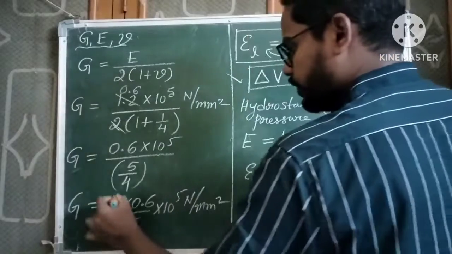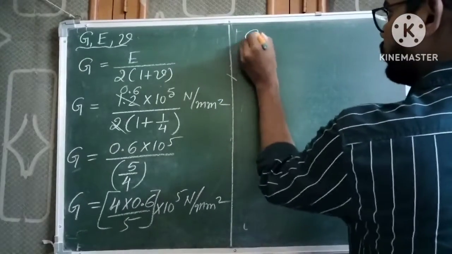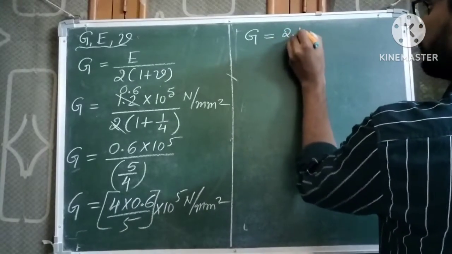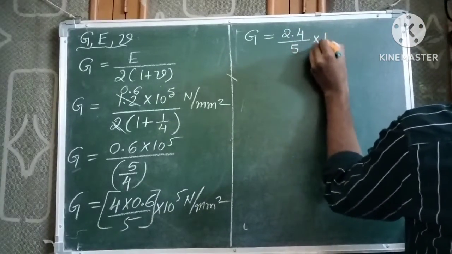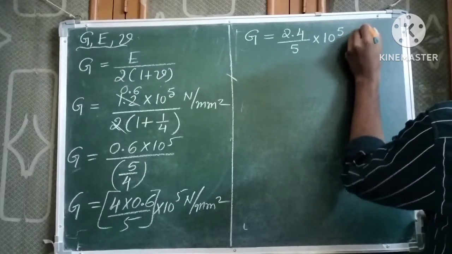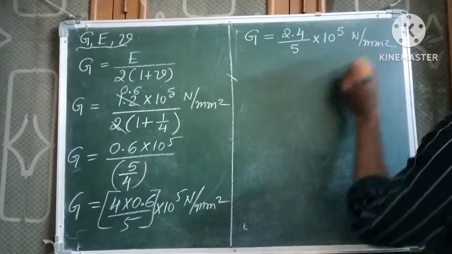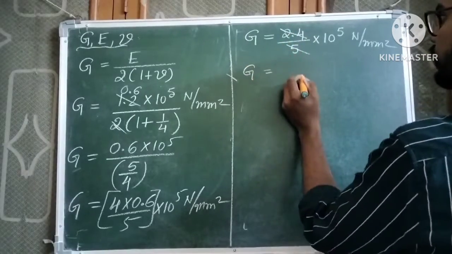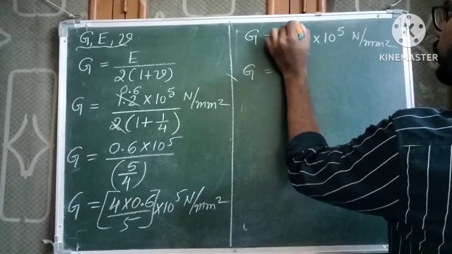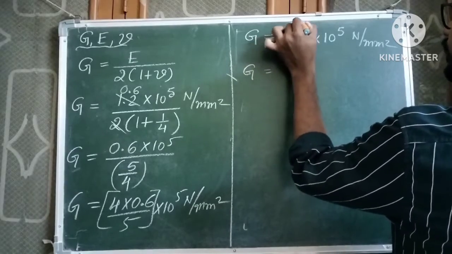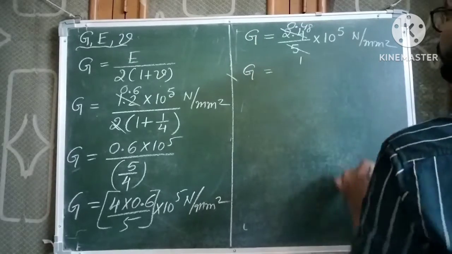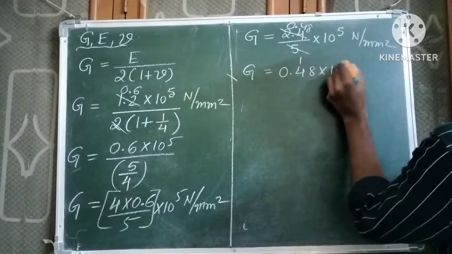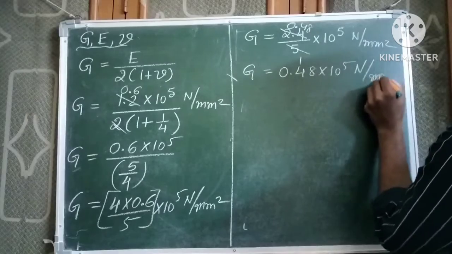Okay. So let us simplify further. Now G is equal to 4 into 0.6 by 5 into 10 to the power of 5 Newton per mm square. G is equal to 2.4 by 5, which is 0.48 into 10 to the power of 5 Newton per mm square.